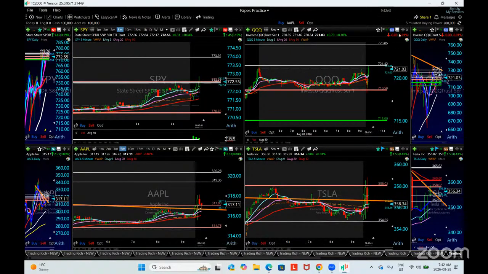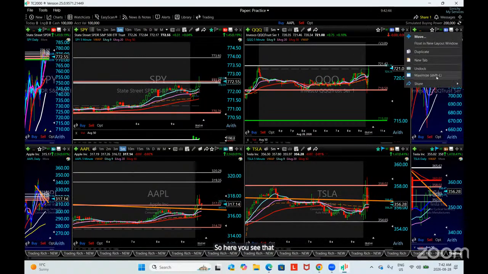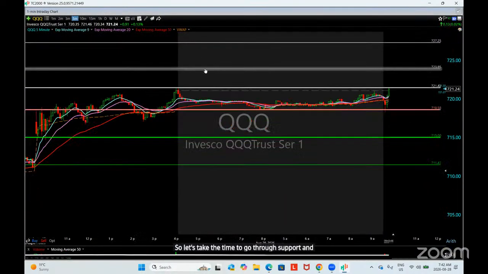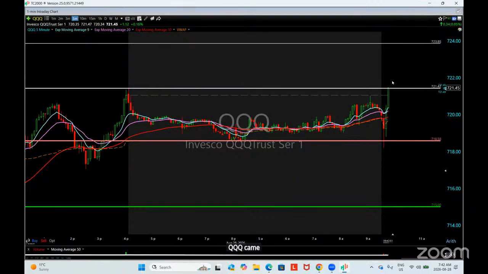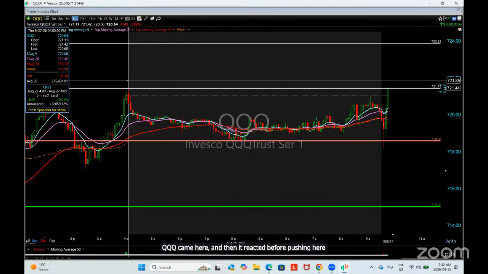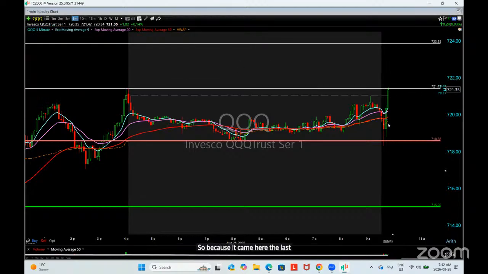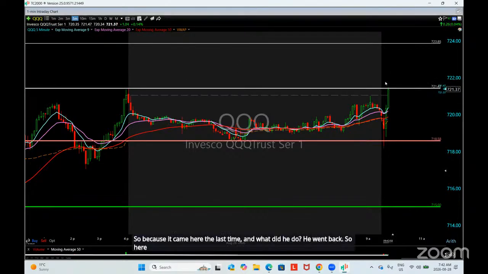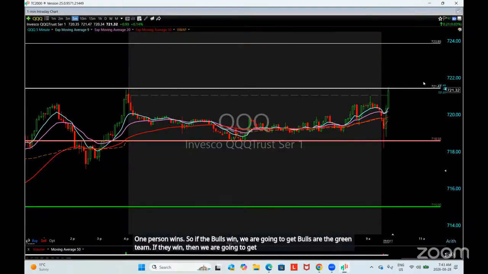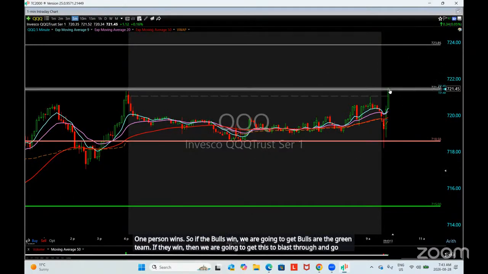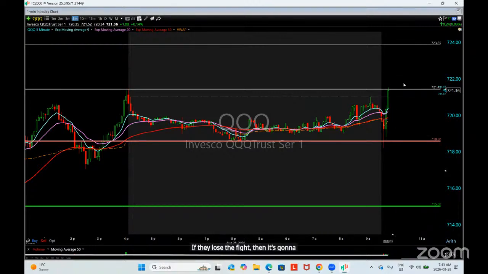So let's take the time to go through support and resistance, right? You see here, QQQ came here and then it reacted before pushing here. Because it came here the last time, and what did it do? It went back. So here, the bulls and the bears are going to battle it out until one side wins. Bulls are the green team. If they win, this is going to blast through and go. If they lose the fight, the red team is going to take over and push it down.